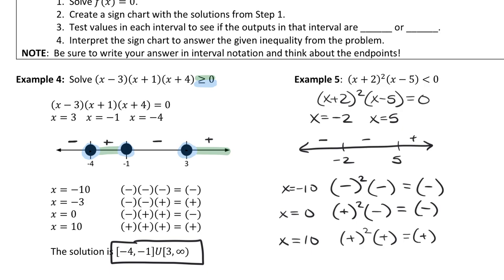Let's actually answer the inequality question. This inequality question wants to know where it is less than 0, which means I want all of the sections that were negative. I don't, however, want the zeros because I don't want them to be equal to 0. I just want it where it's less than. So I'm going to put an open circle around my 2 and around my 5 instead of a closed circle.